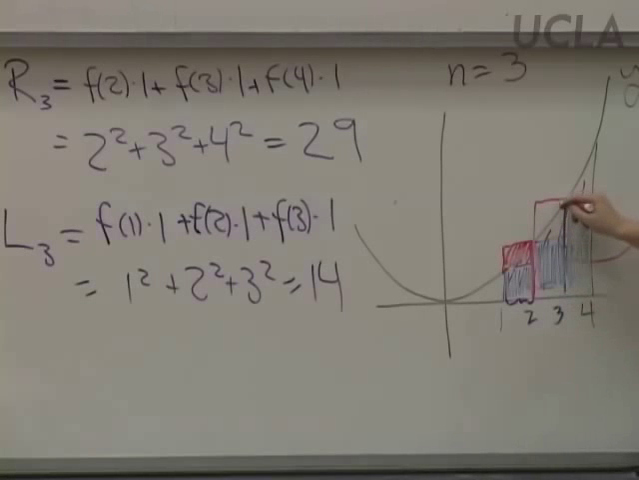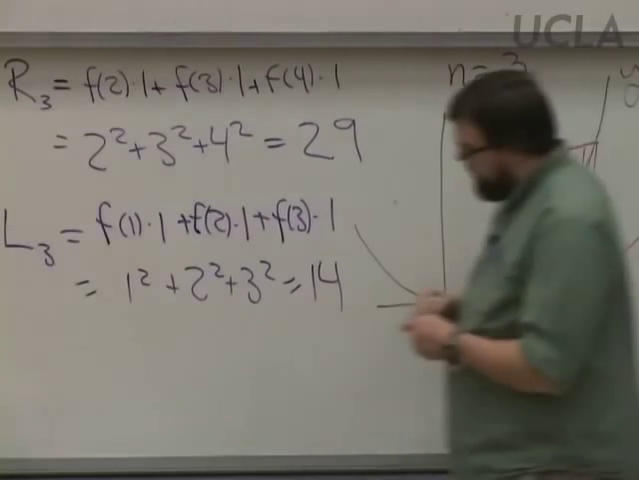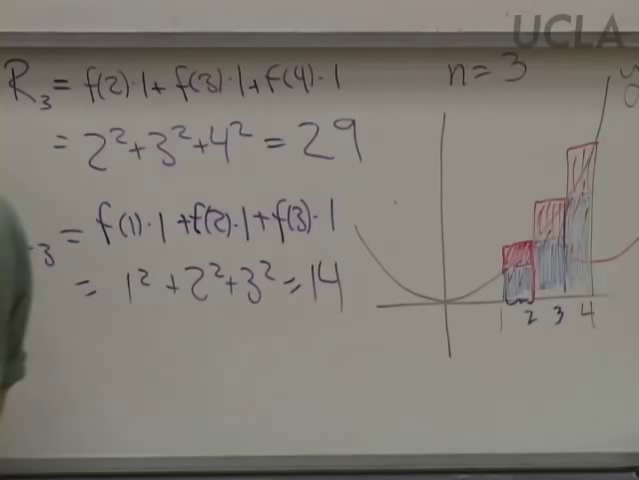And from 2 to 3, my rectangle is now this rectangle here. So again, my rectangle is bigger than the area I want, and again, from 3 to 4. So we actually have a nice observation here. Let me write it down. What property of x squared caused L to be an underestimate and R to be an overestimate?